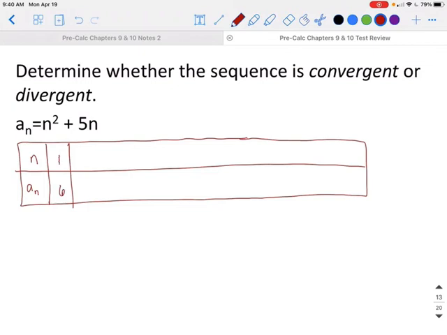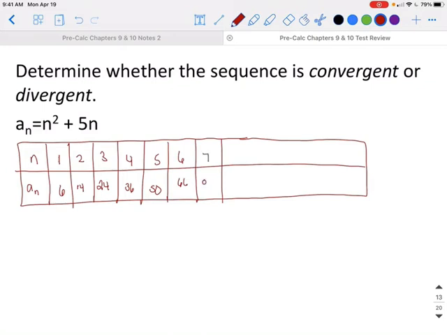So for 1, we have 6, 2, we're at 14. And we could continue going on with this if we needed to, but it is pretty clear to see at this point that these numbers are just continually getting larger and larger and larger. So they are not converging onto one specific value, so that means they are divergent.